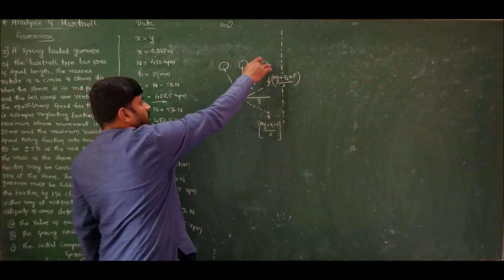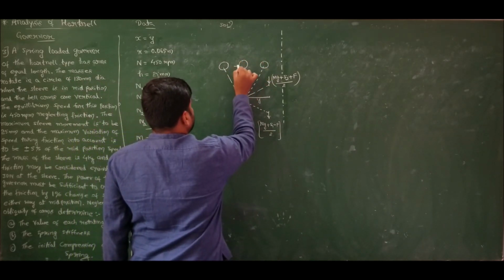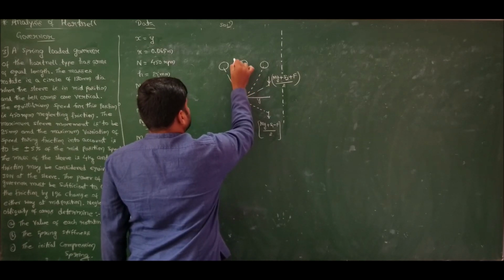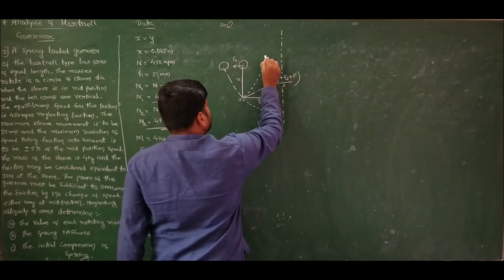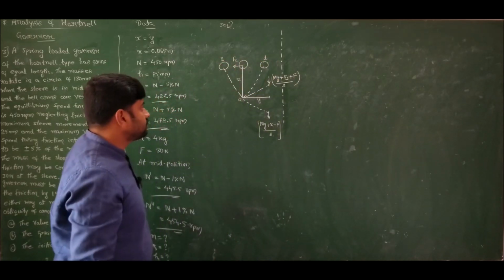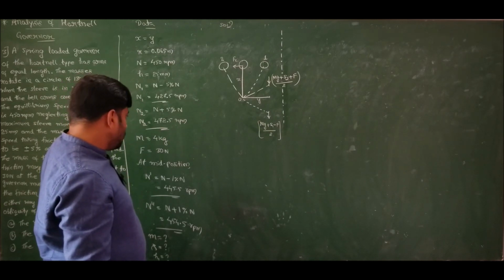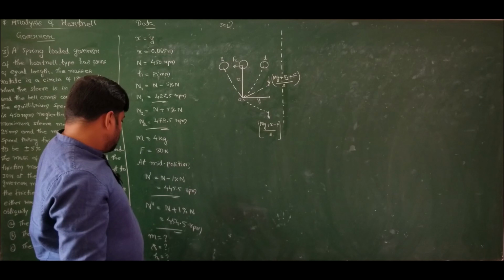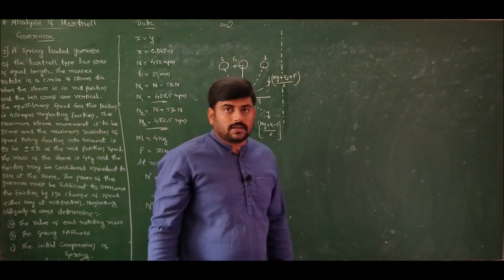Now here you know mg acts downward, Fc acts horizontally outward. So this we have already learned. This is the direction of Fc, Fc1, Fc2. So this is position 1 and this is position 2 and this is mean position. Now we want to determine mass of the ball and stiffness of the spring and also initial compression of this spring.